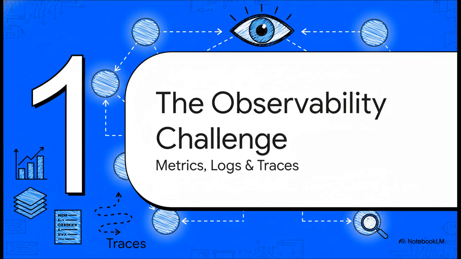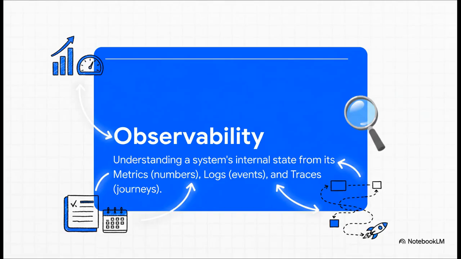But first, let's get on the same page about what we're even trying to observe in these complex systems of ours. The whole goal of any of these modern platforms is to collect three core signals. First, you've got your metrics. Think of these as your numbers, like CPU usage. Then you've got logs. These are the event records that tell you what happened.